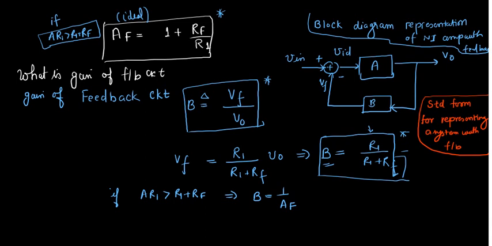In the ideal scenario, what would happen? See, from here and from here, this is AF ideal. B is 1 upon AF ideal, correct? We can ask one more question: what is the relation between B and AF for the ideal condition?